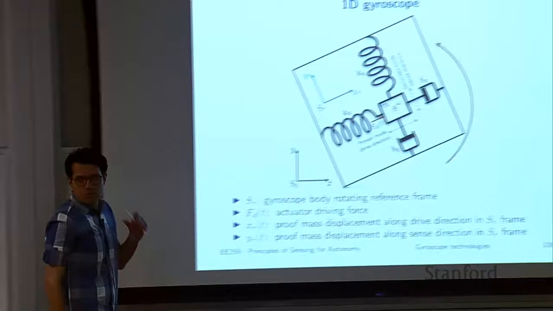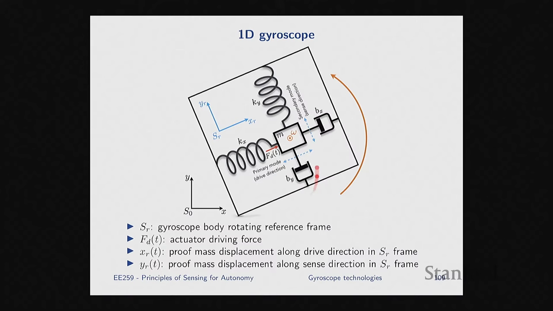So then I think everything should make sense. Now we have this accelerometer in the sense direction, and the acceleration that it would sense is going to be the Coriolis acceleration. So we measure that acceleration, and then with some simple math, we should be able to, in principle, find omega. Does this make sense?